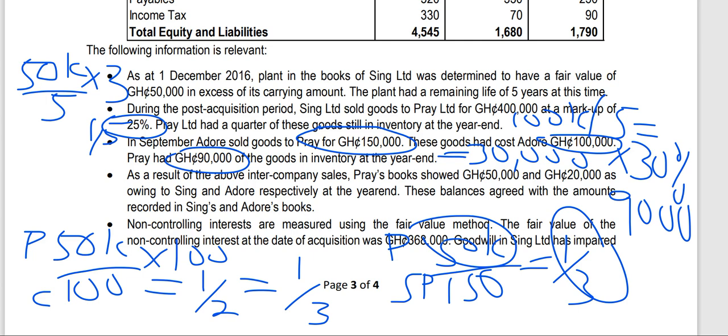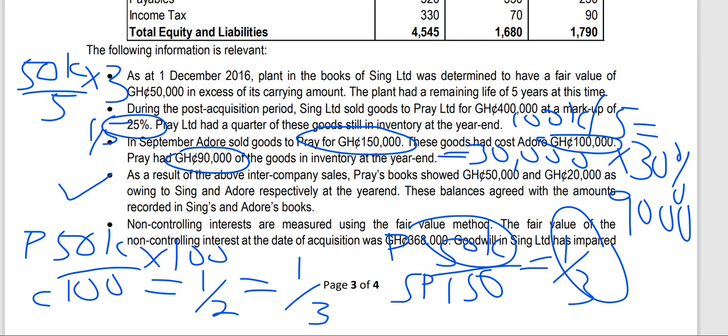Then, as a result of the above intercompany sales, Pray's books showed 50,000 and 20,000 as owing to Singh and Adore, respectively. These balances agreed with the amounts recorded in Singh's books. Now, eliminate intra-group balances, but that is just between Pray and Singh, parent and subsidiary. The balance between parent and associate is not an intra-group balance. So you do not eliminate that balance.